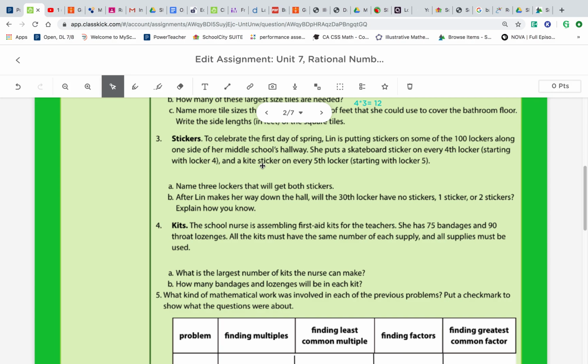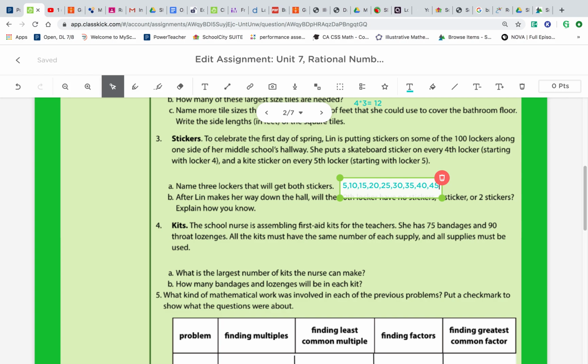So if you were to list the multiples of 5, let's list the multiples of 5. So you have 5, 10, 15, 20, 25, 30, 35, 40, and so on. And you can keep going and going and going here.